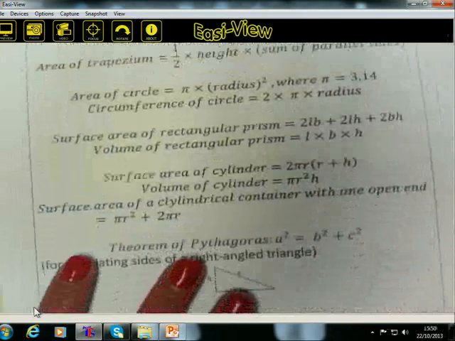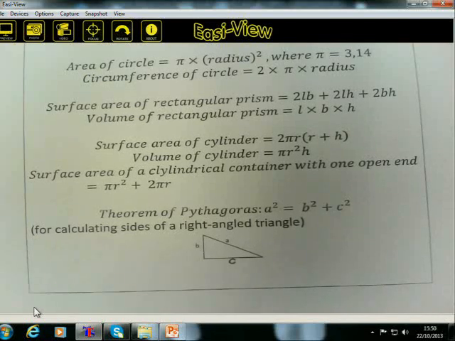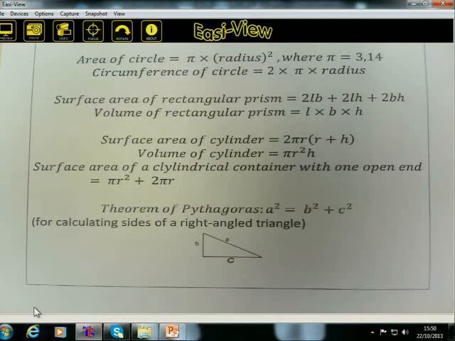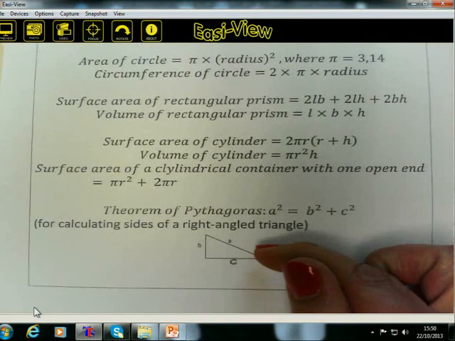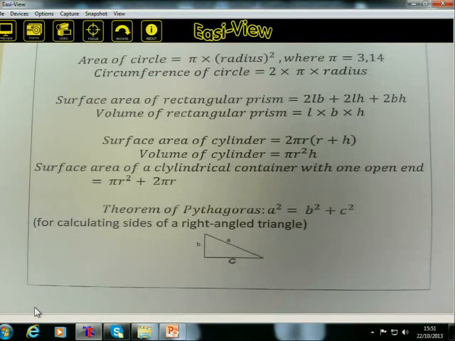I just want to show the last one there, the good man Pythagoras. A square is equal to b square plus c square. Can you remember? We had Mr. Brown, Mr. Green, and Mr. Yellow. We will get back to the Theorem of Pythagoras.